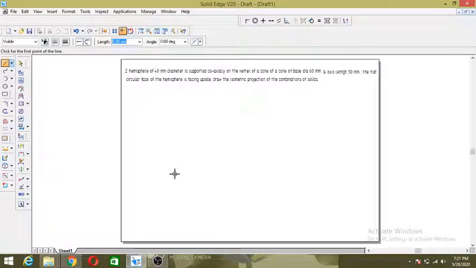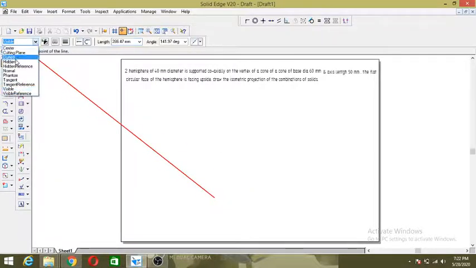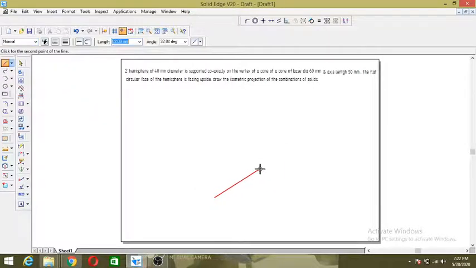Initially we have to construct the cone. So let's construct the cone. What is the base diameter of the cone? The base diameter of the cone is 60 mm. For that, I am going to construct a square. Use normal line here. What is the base diameter of the cone? It is 60 mm, right?